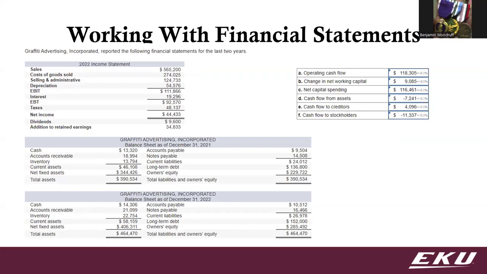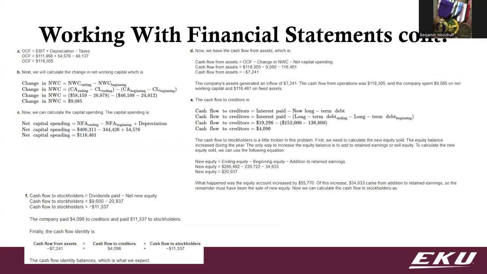Okay, this is a problem where they gave you the income statement and balance sheet, and they're asking you to calculate the operating cash flow, the change in net working capital, cash flow from assets, cash flow to the creditors, cash flow to the stockholders, all of that. So feel free to pause, look at how your problems might be different because the numbers can change. And feel free, of course, to jump back and forth in the video. But this next slide, I'll show you how to work through each of those pieces.